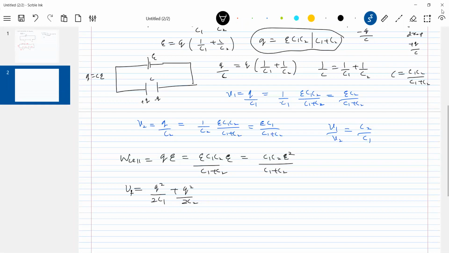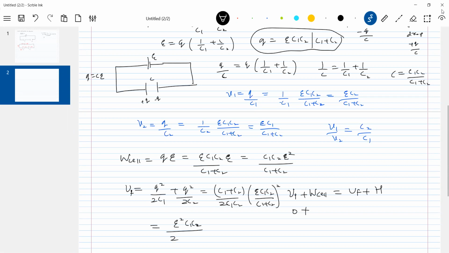Then what about the heat generated? What is the basic formula? Again, UI plus work done by cell equals UF plus heat generated. Initial energy stored in the circuit is 0. Work done by the cell, we know it. So that you substitute here. Then Q square by 2C1 C2, so this will be C1 plus C2 by 2C1 C2. Let me write that value. So this is equal to E square C1 C2 by 2. I'll substitute all the values. So C1 C2 E square by C1 plus C2, minus C1 C2 E square by 2.